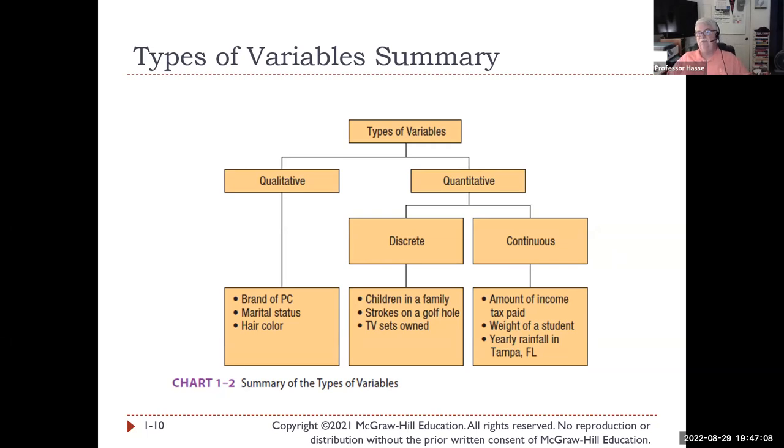The qualitative statistic variables have nothing to do with numbers. It could be a color. It could be marital status. It could be what type of car you have. That is a qualitative variable of statistics. Another example of a variable which is more prevalent in statistics is quantitative, and that is numbers. Discrete, continuous, different types of numbers and the information they tell us.